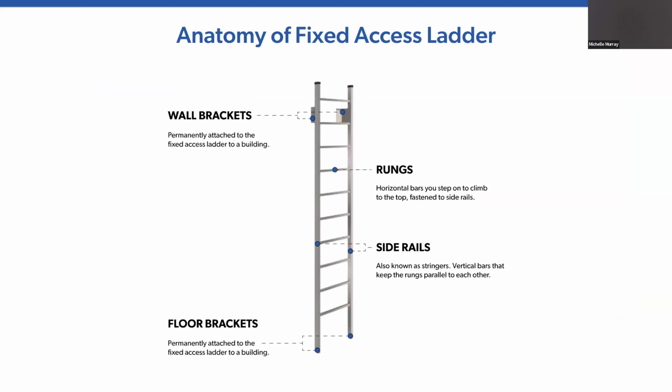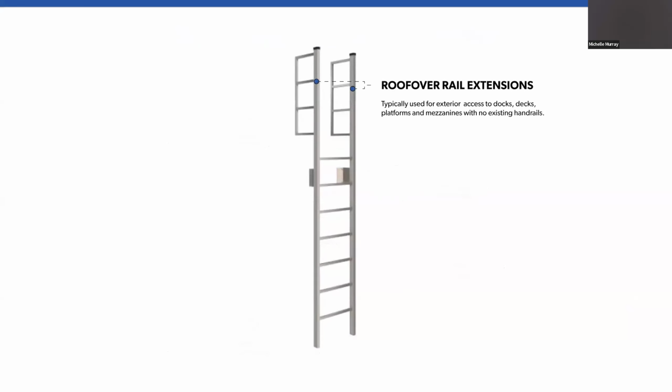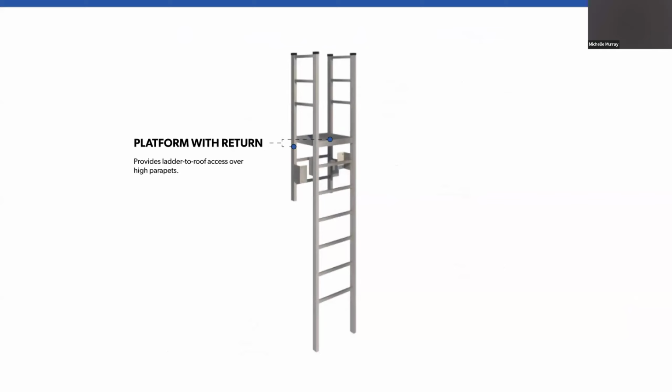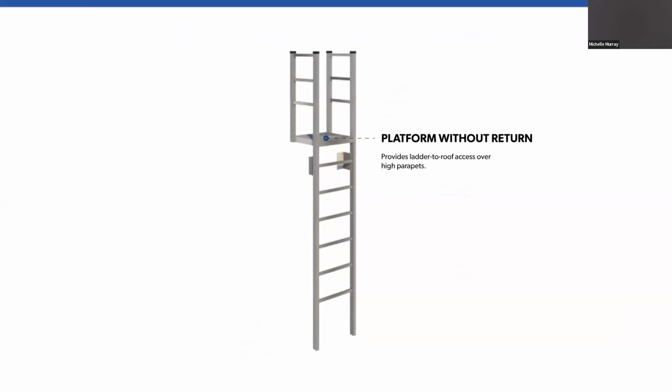This is just looking at the anatomy of a fixed access ladder and what they all share in terms of features. They're all going to have rungs, side rails, and brackets. And depending on your application, the brackets can vary, and the side rails and the rungs can also vary. Some fixed access ladders have roof over rail extensions. Some will have a platform with a return. Some, a platform without a return.